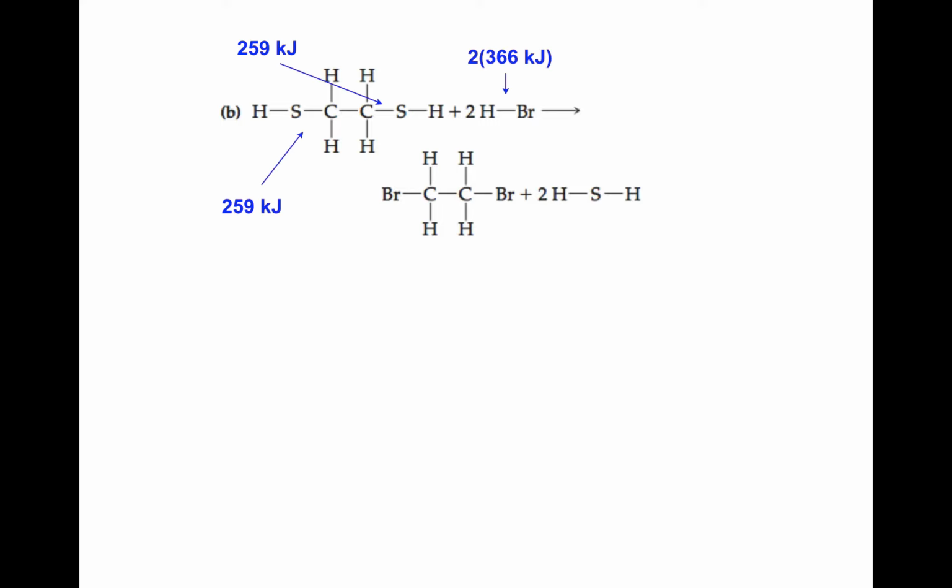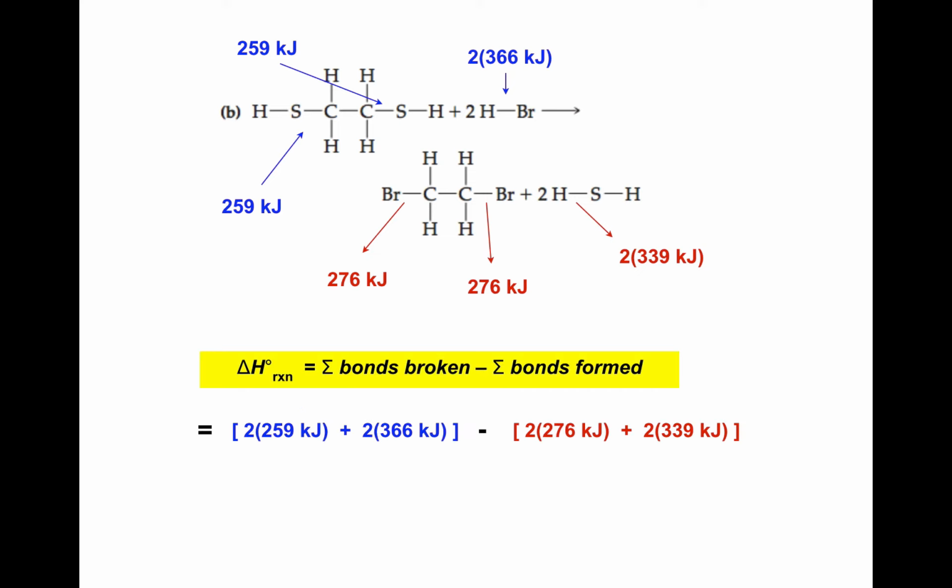So I'm going to break these bonds, right? It's 259 to break both of those sulfurs off of those carbons, and 2 times 366 to break the two hydrogen-bromine bonds. On the other side, I'm going to reattach those bromines. That's going to release 276 kilojoules apiece, and I'm going to attach those two hydrogens that I broke off of those bromines to the SHs to make dihydrogen sulfide. So I plug it in: sum of the bonds broken minus the sum of the bonds formed, and I can get the change. All right, so this is an endothermic process.